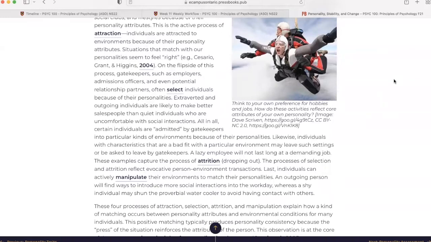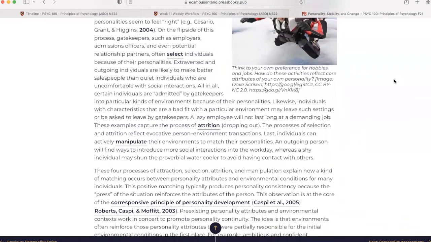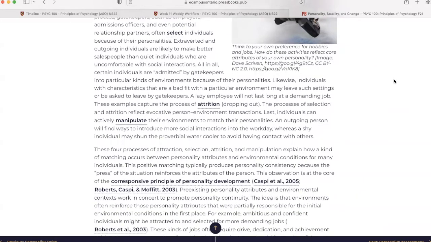On the flip side of this process, gatekeepers such as employers, admissions officers, and even potential relationship partners often select individuals because of their personalities. Extroverted and outgoing individuals are likely to make better salespeople than quiet individuals who are uncomfortable with social interactions. All in all, certain individuals are admitted by gatekeepers into particular kinds of environments because of their personalities.